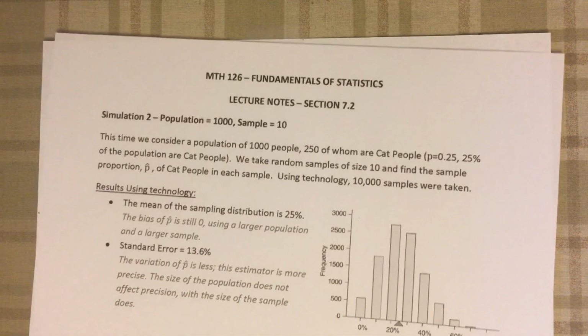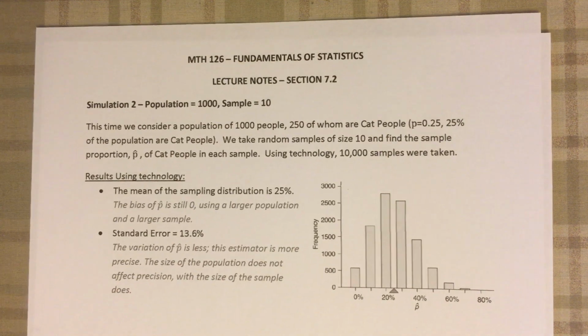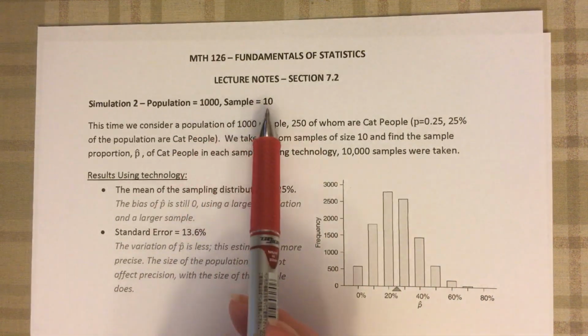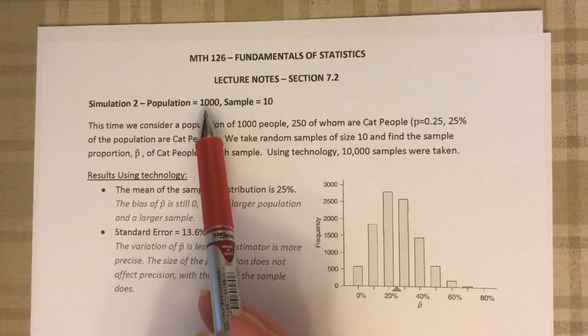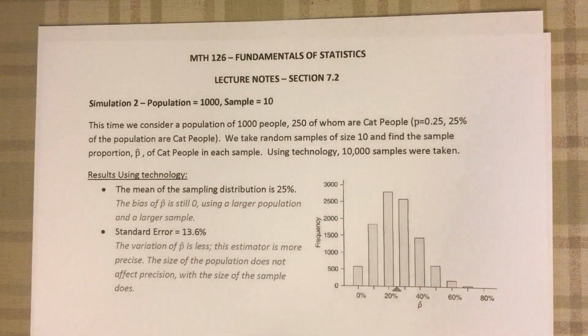Now if we compare this to our next simulation, in our next simulation, we have a population size of 1,000 and a sample size of 10. So our population size we've increased by quite a bit from 8 to 1,000. Our sample size went up a little bit. We're taking samples of 10 instead of 4. In this case, our P is still going to be 25%, so we're going to have 250 people out of the 1,000 that are cat people. We take samples of 10.